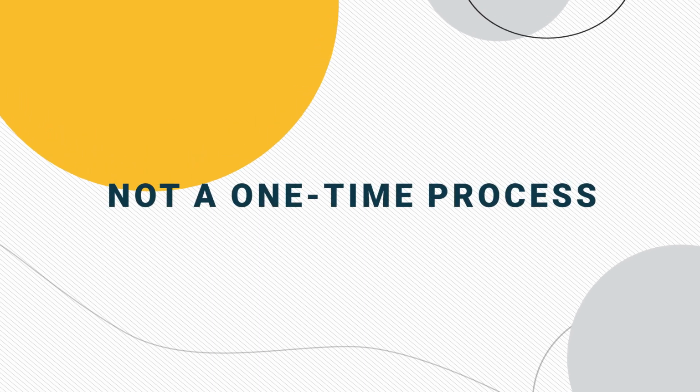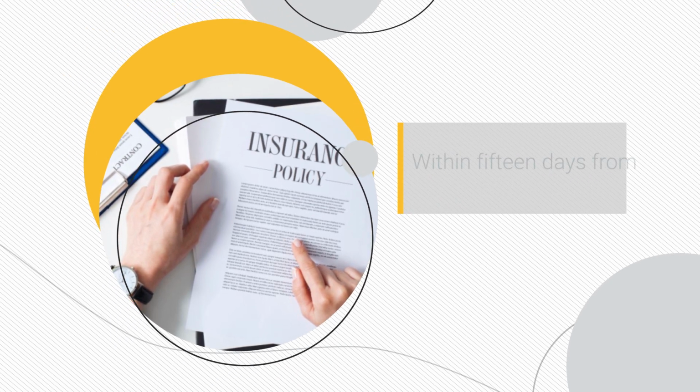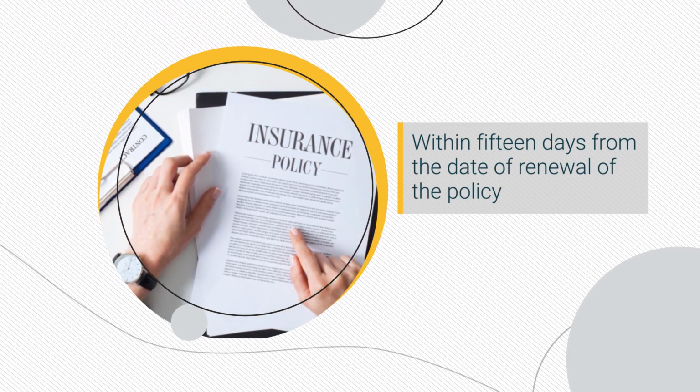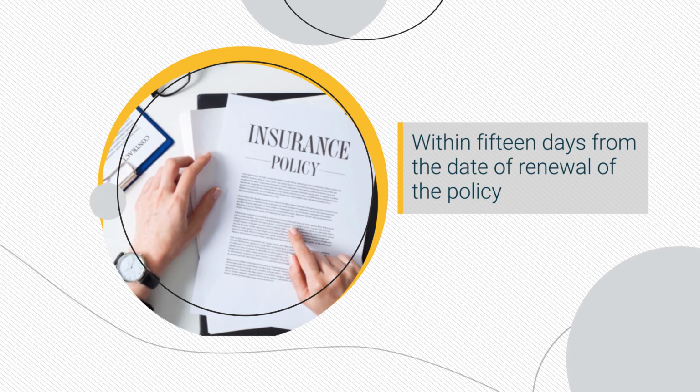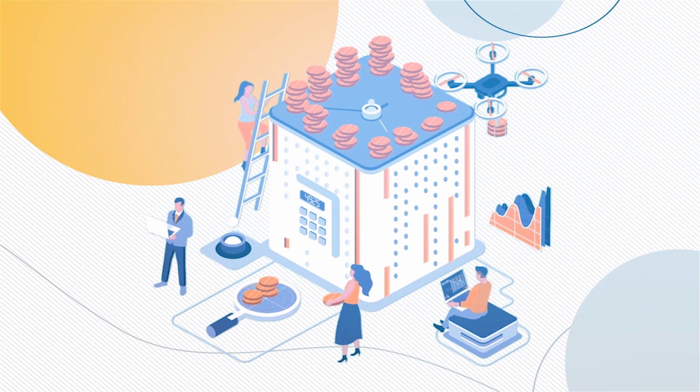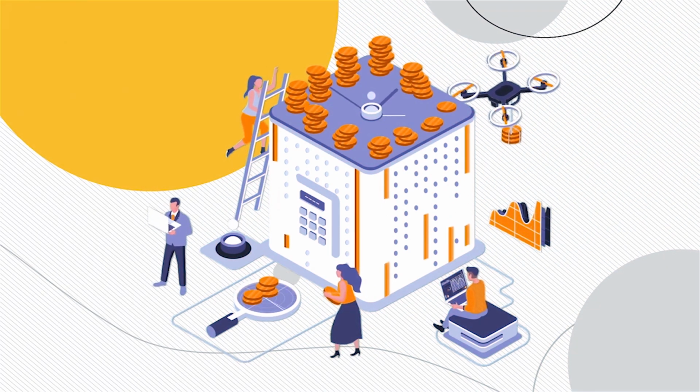The obligation of informing the controlling authority is not a one-time process. Every time you renew your insurance scheme, you need to inform the same to the controlling authority within 15 days from the date of renewal of the policy. Every employer shall exercise all due diligence for on-time payment of the premium and renewal of the policy.